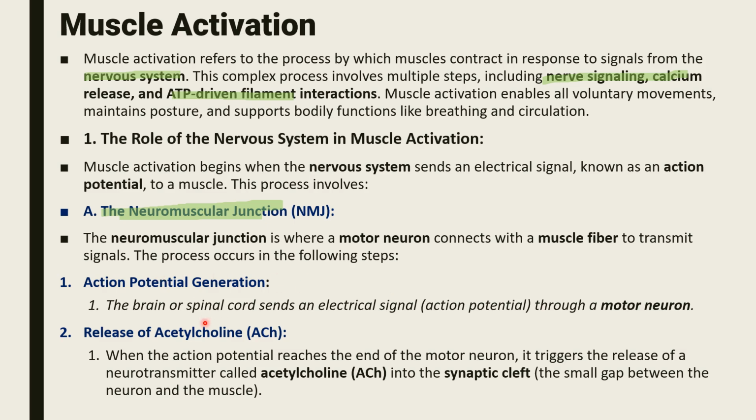The process occurs in the following steps: action potential generation, and number 2 is release of acetylcholine. So the brain or the spinal cord sends an electrical signal, the action potential, through a motor neuron. When the action potential reaches the end of the motor neuron, it triggers the release of a neurotransmitter called acetylcholine into the synaptic cleft, the small gap between the neuron and the muscle.